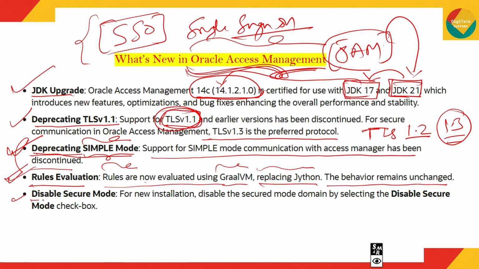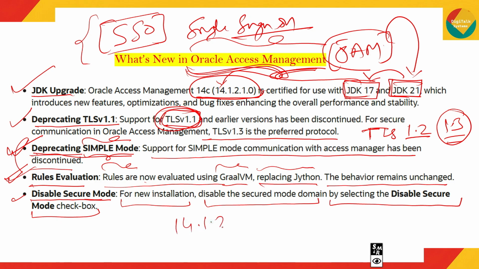The last one is disable secure mode. For new installations, disable the secure mode domain by selecting the disable secure mode checkbox. This is referring to one of the new features of WebLogic Server 14.1.2.0. In this 14.1.2.0, a new mode, secure mode, has been introduced, and you get the option when you configure the domain.